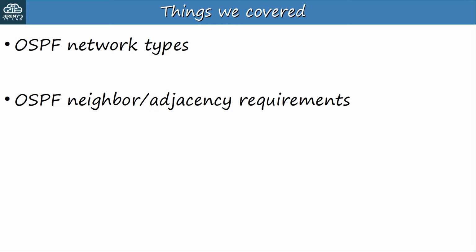Then I introduced some requirements for OSPF neighbors and adjacencies. You don't have to memorize the list of them, but make sure you can identify them all and fix any problems. Finally, I briefly introduced the three most basic OSPF LSA types. Type 1, the router LSA, Type 2, the network LSA, and Type 5, the AS external LSA.